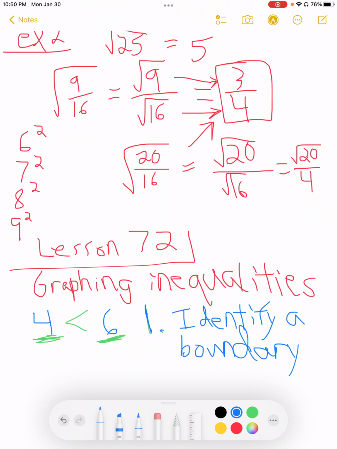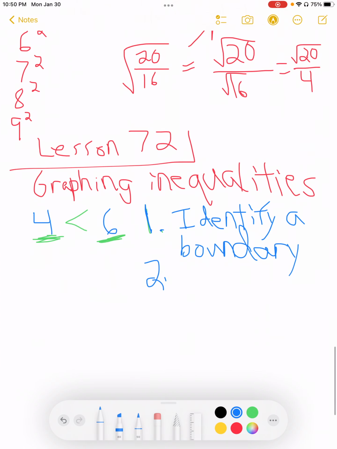Okay, so identify a boundary, and then two here. We'll talk about what this actually means, but we want to decide on inclusion. Okay, so decide on inclusion.